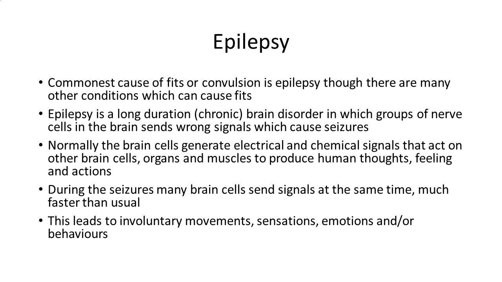Normally, brain cells generate electrical and chemical signals that act on other brain cells, other organs and muscles. If it acts on other brain cells, it produces thoughts or feelings, or if it affects the muscle, then it produces actions. During the seizure, many brain cells send signals at the same time, much faster than usual. This leads to involuntary movement or sensation or emotions or even behaviors.